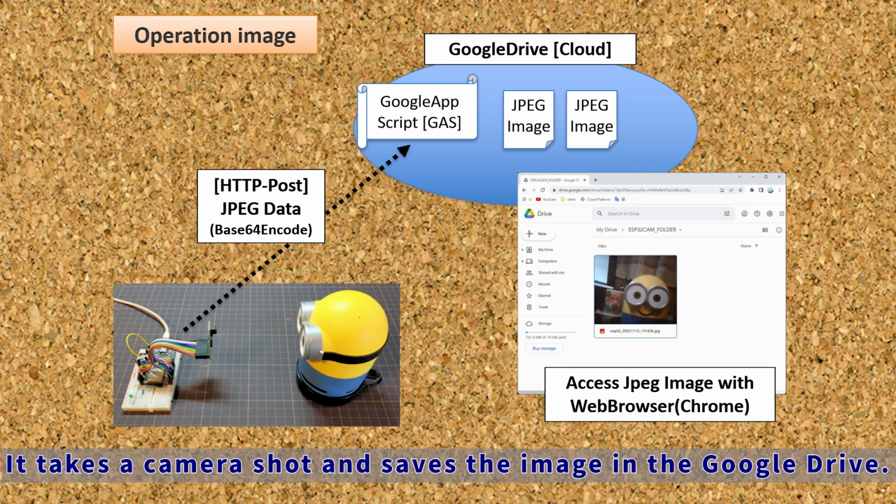Next, as for the operation image, the IoT camera acquires an image with the camera when it starts up. The acquired image is saved to Google Drive in the cloud on the internet using HTTP post. Google Drive receives data using the preset Google Apps Script, decodes the base64 encoded data, and saves it as a JPEG image. You can check the images saved in Google Drive by using a normal method of checking Google Drive, such as a web browser or application.